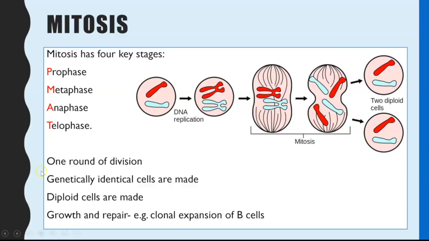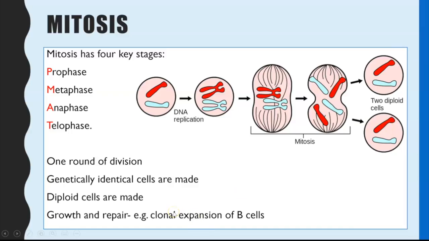Now, some of the key facts you should remember from GCSE are that mitosis only involves one round of division. That's how you end up with two cells. So you go from having one, it splits in half, you now have two. The cells which are made are genetically identical. They are diploid, meaning they have two copies of each chromosome. So we can see here they've got the red copy and the blue copy for this particular chromosome.